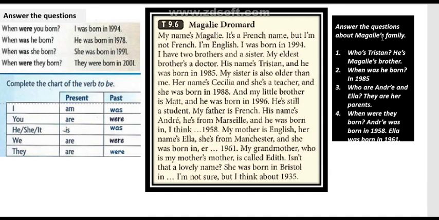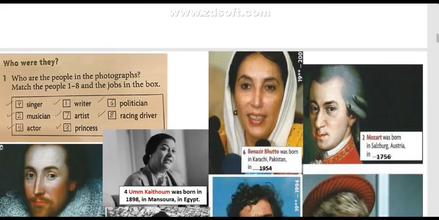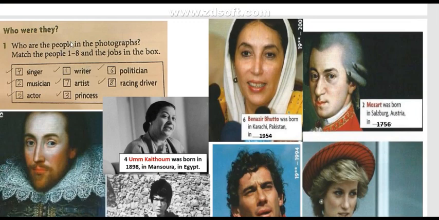Answer the questions about Megla's family. Who is Tristan? He is Megla's brother. When was he born? He was born in 1985. Who are Andre and Ella? They are her parents. When were they born? Andre was born in 1958. Ella was born in 1961.